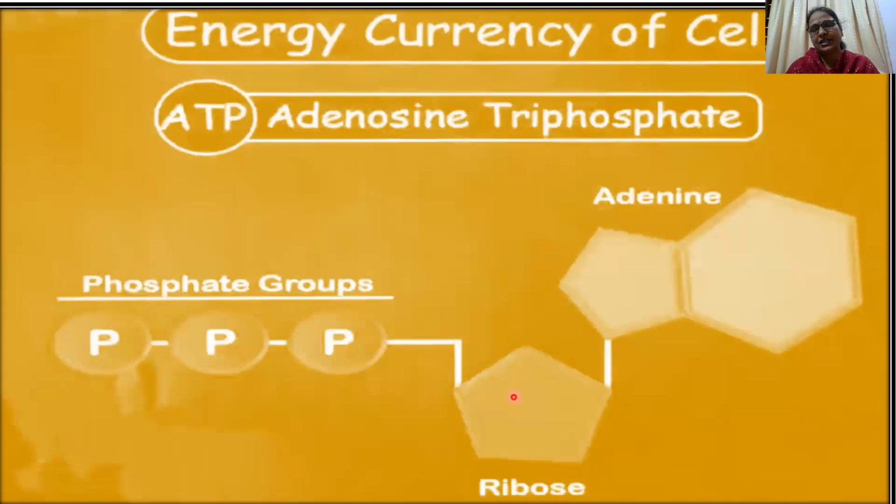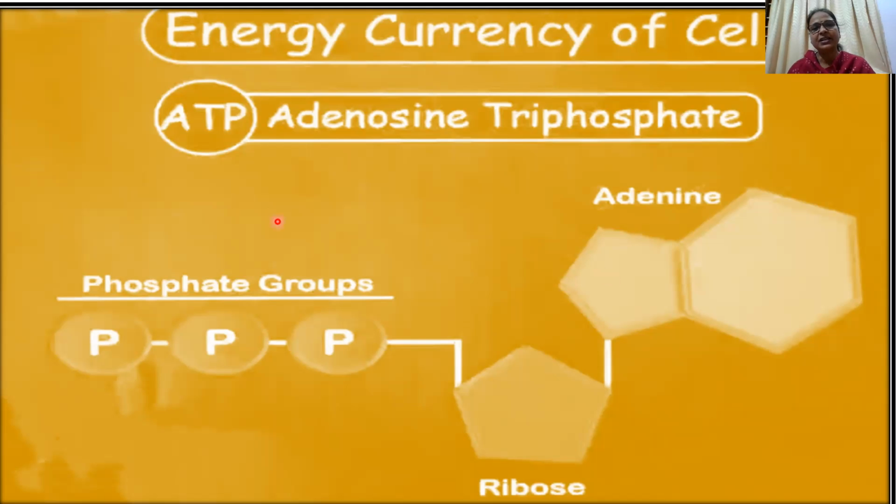Now, as we have seen, during respiration, when complex substances are broken down into simple ones, a large amount of energy is given out. Some energy is lost as heat, and some is stored in energy-rich molecules called adenosine triphosphate, or ATP. This ATP is referred to as the energy currency of the cell, because whenever energy is required, ATP makes it available for the cell.